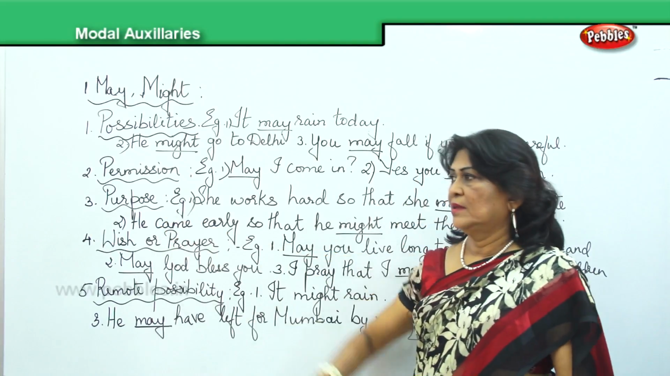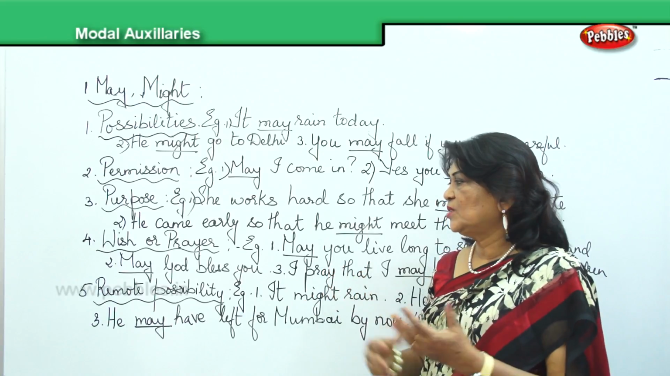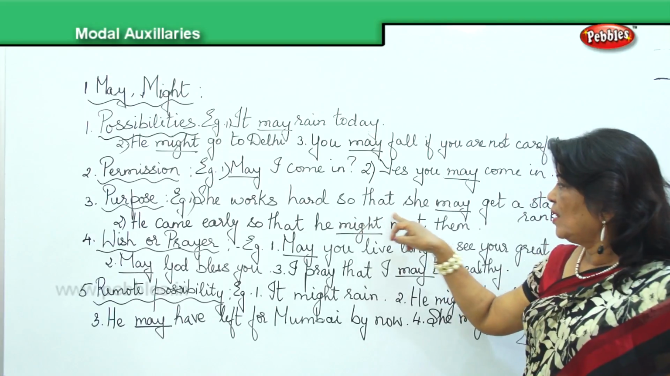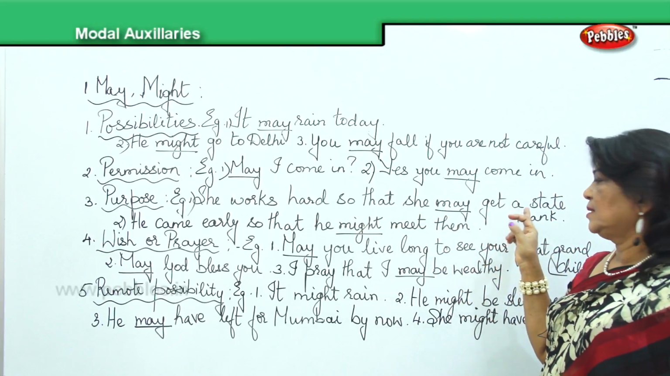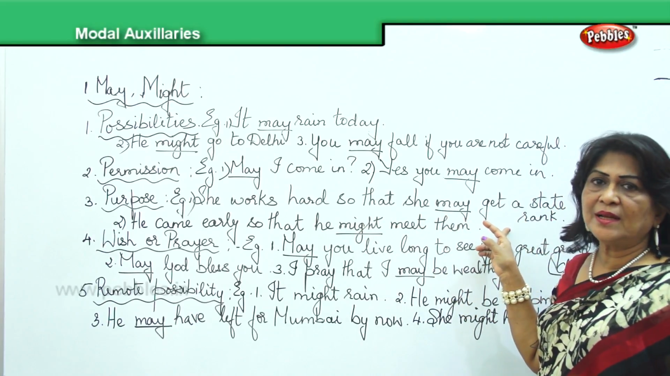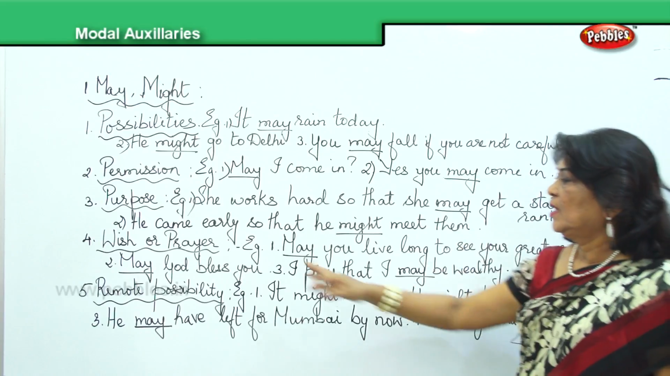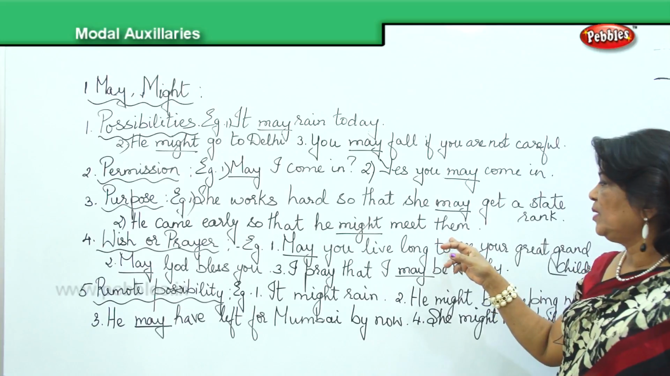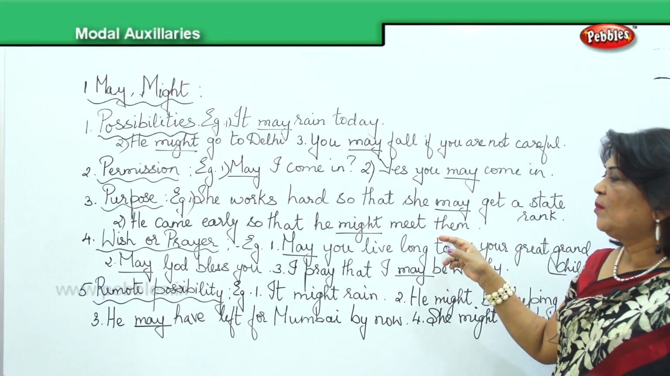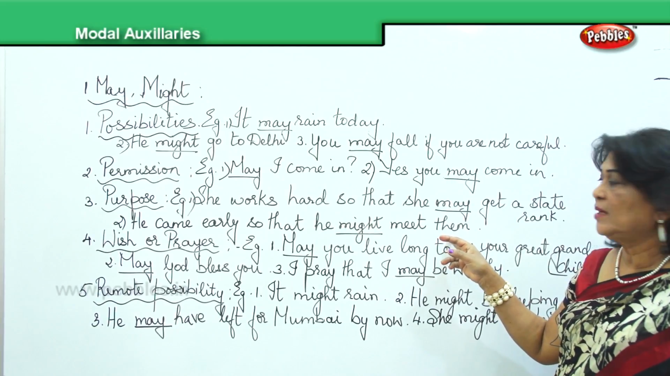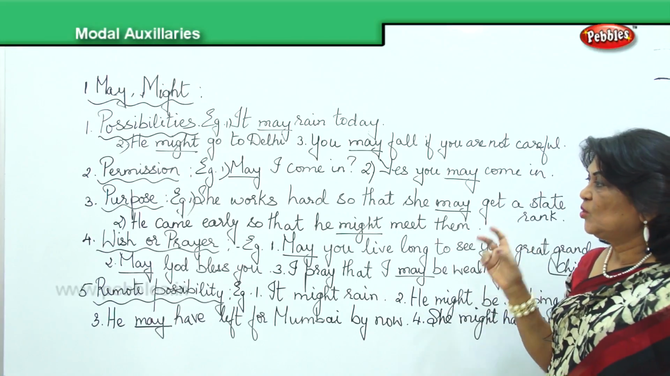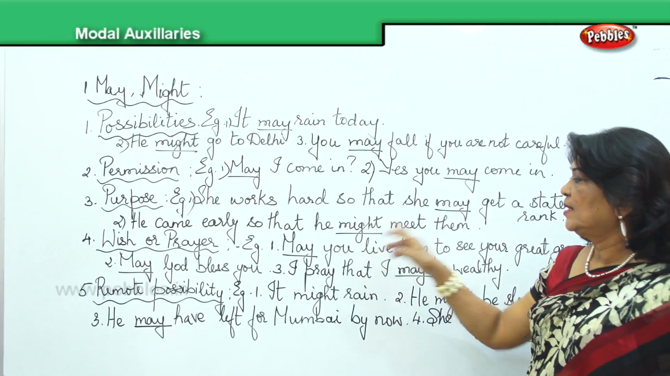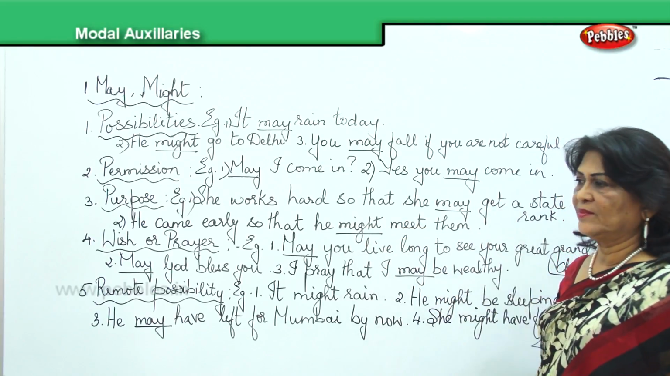Purpose. That is, may and might are used for a purpose. She works hard so that she may get a state rank. This is a purpose. He came early so that he might meet them. So he has come early with a purpose. What is that purpose? That he might meet them.